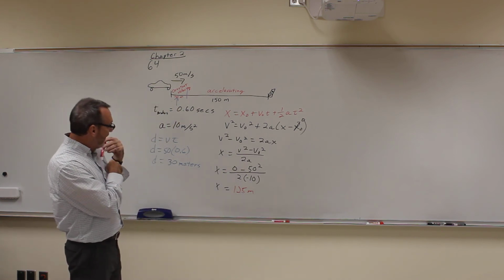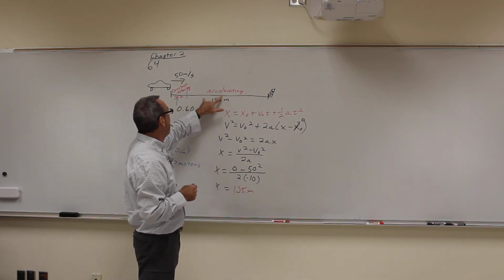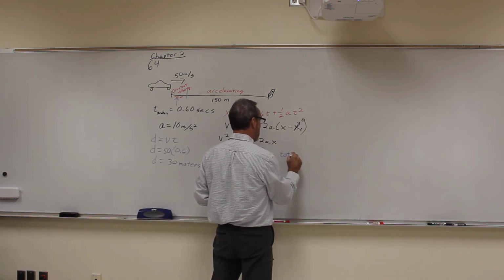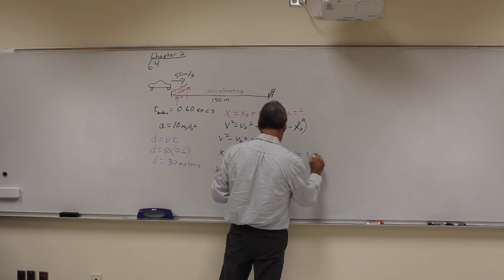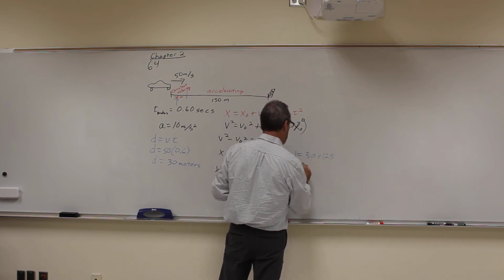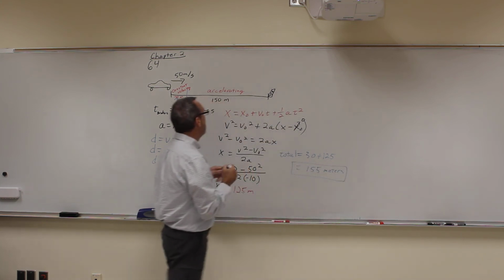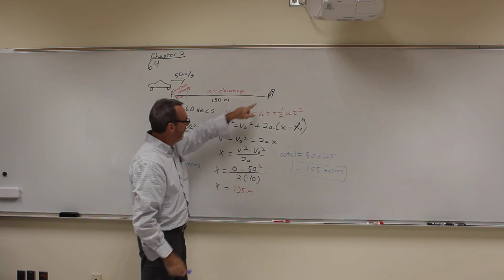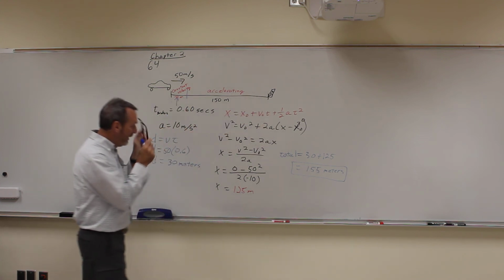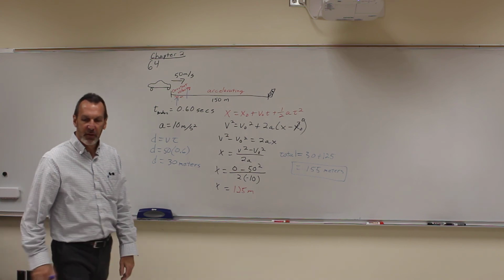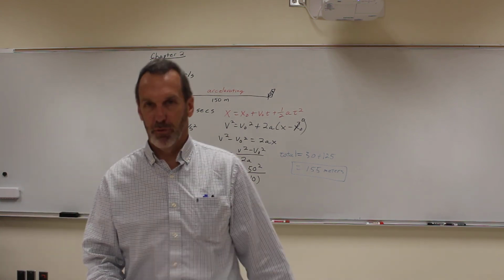All right, so he goes 125 meters while he's accelerating. He went 30 meters before, so his total distance is equal to 30 plus 125, or 155 meters. But the nail strip is at 150 meters, so he hits the nail strip, he ends up going to jail. And so the moral of the story is crime doesn't pay.